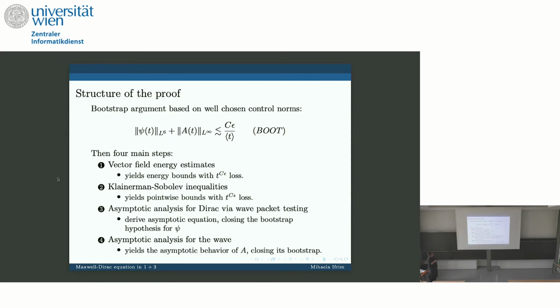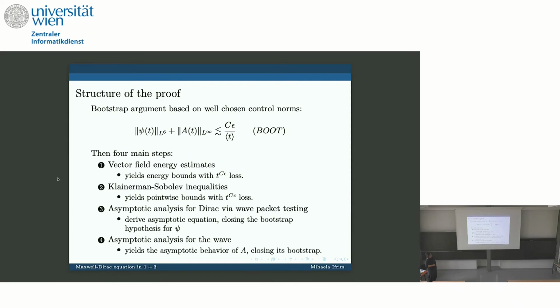Now, how are we going to prove this? 4 main steps are going to be the ones that we're going to do in order to prove the theorems, both global well-posedness and the way that we prove the asymptotic expansions for the solutions. So we're going to do vector fields energy estimates, and you're going to see in a second, this is going to lead to some growth in time. So we have this C epsilon appearing. Then we're going to do Klein-Sobolev inequalities, and they're going to carry over this kind of loss that you've seen in here.